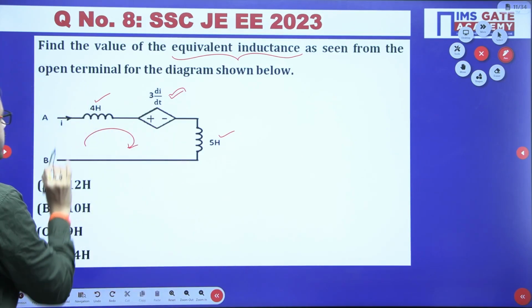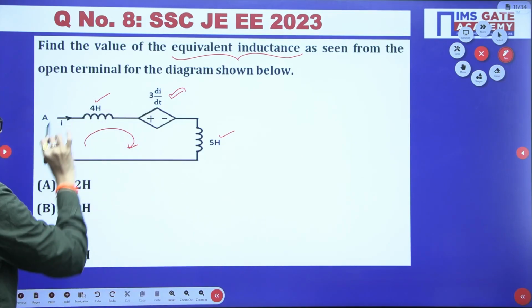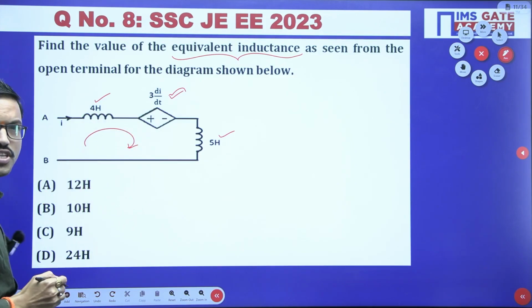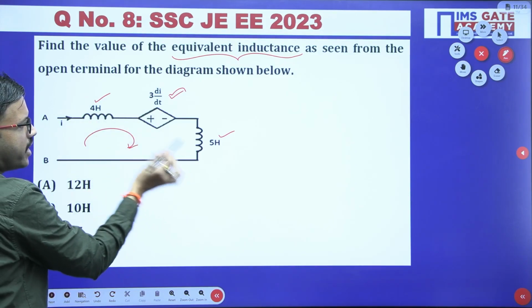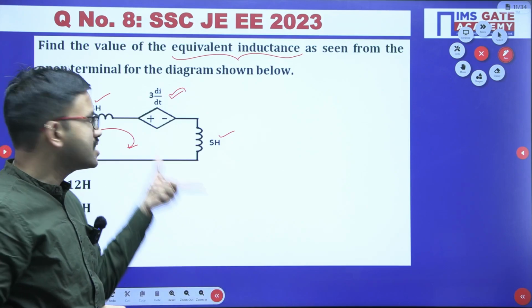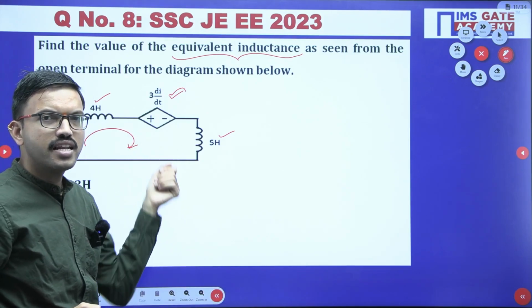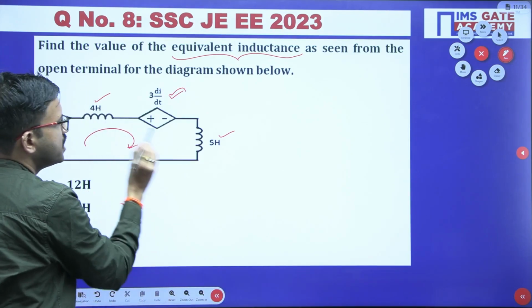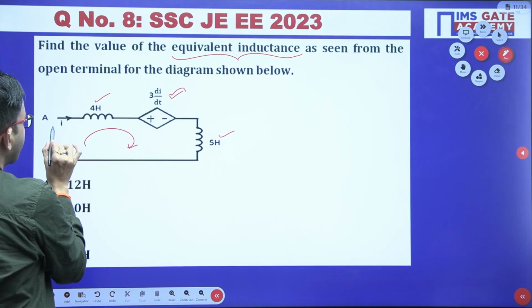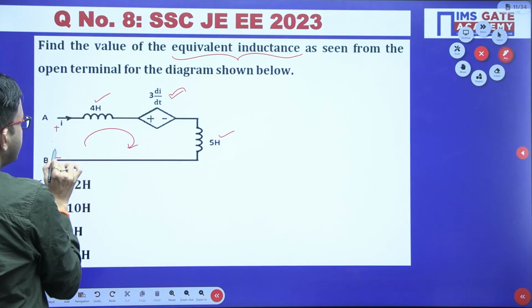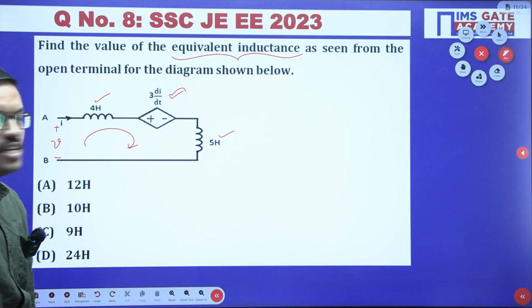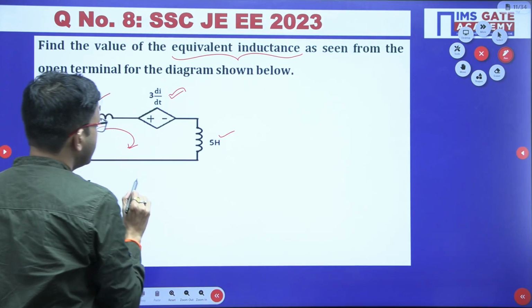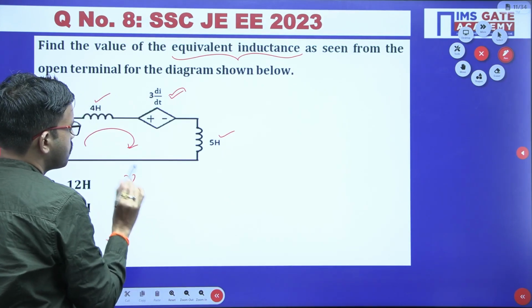In this path, the current I is flowing, and 4 Henry and 5 Henry are both connected in series. In series, we can add the inductances just like resistors, right? So 4 plus 5, I am considering that. The voltage across the terminals A and B is V. So I am just applying KVL, minus to plus V.